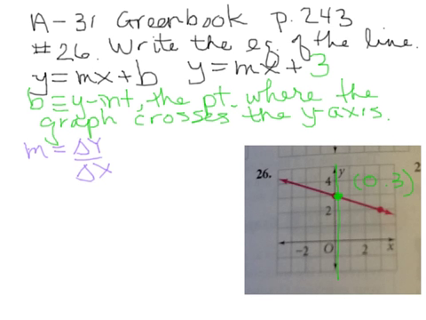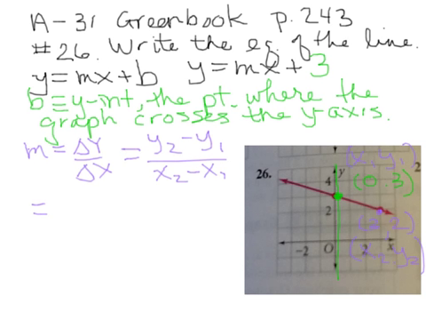Well, I can choose that point I already know, 0, 3. And I can go ahead and say that this is the point x1, y1. And I can call this point down here that I know, and the coordinates of that point are 3, 2, and I'm going to call that x2, y2. Okay, well, I know my slope is y2 minus y1 over x2 minus x1.